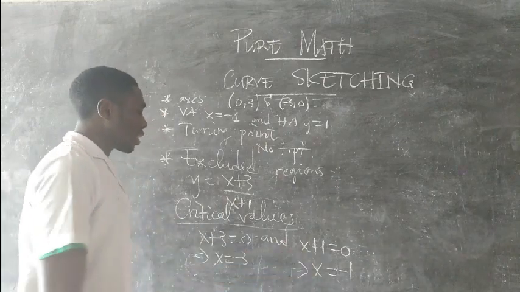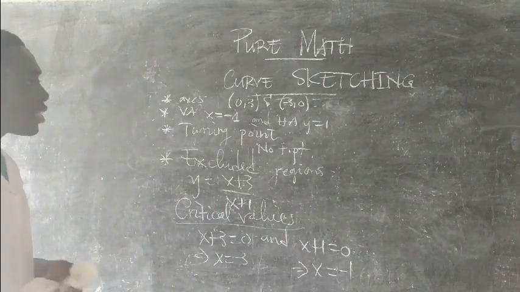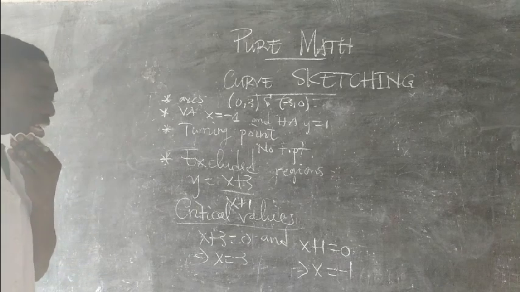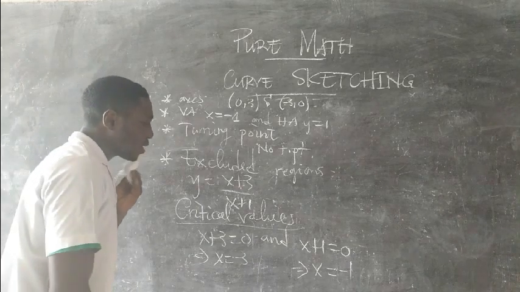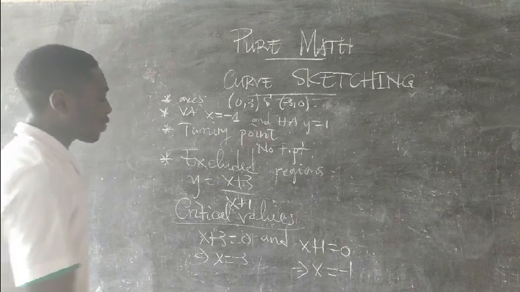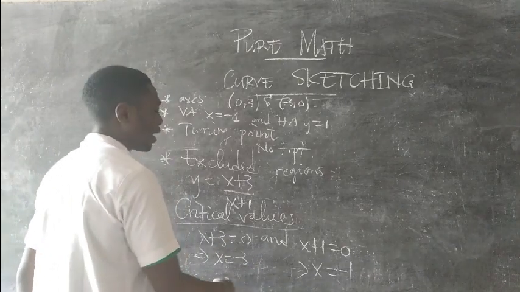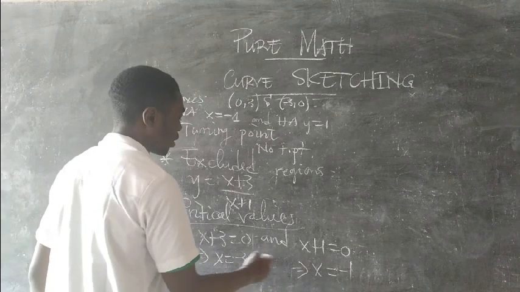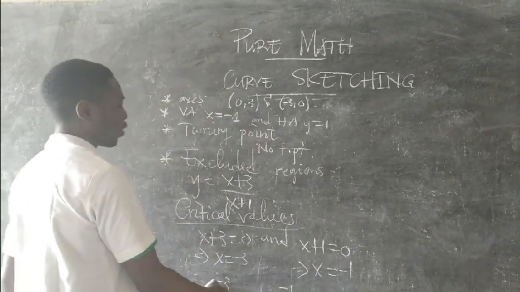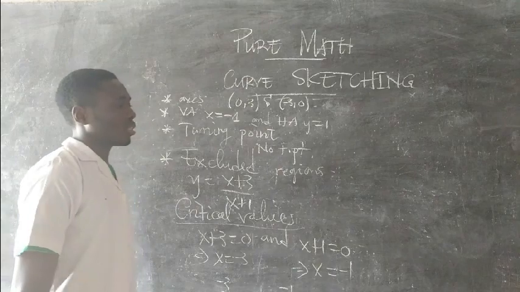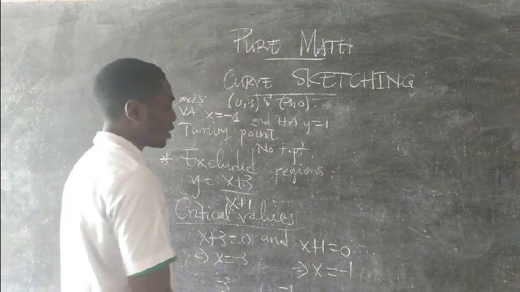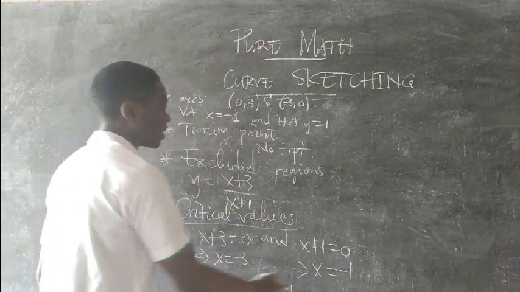These values are called the critical values. Now arrange these values in terms of increasing order. Alright, I'm going to arrange these values in increasing order. So in increasing order, negative 3, remember negative 3 will be less than negative 1, so negative 3 and negative 1. So from negative 3 you increase to negative 1.